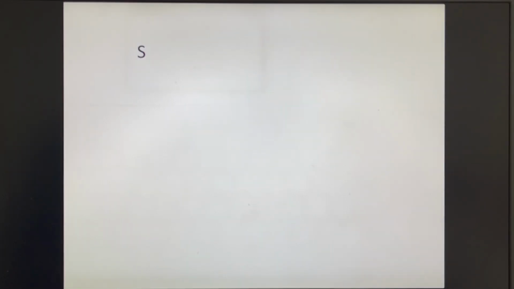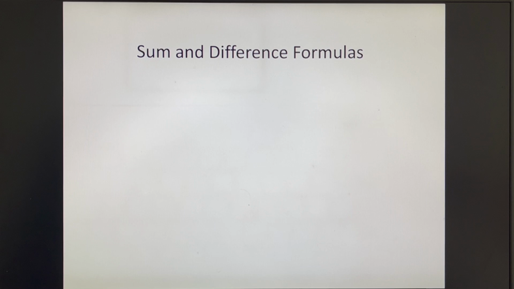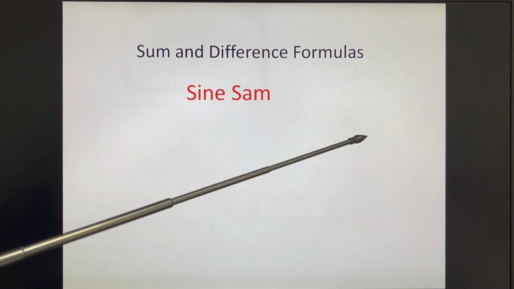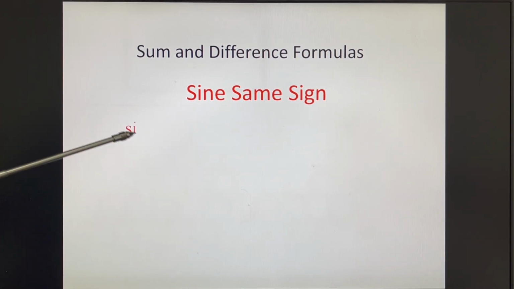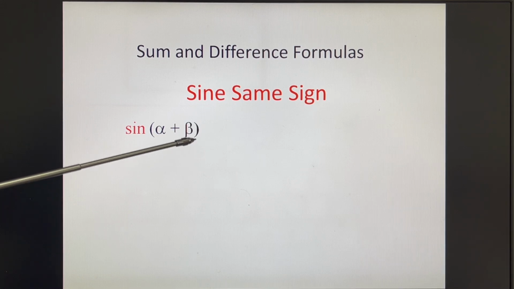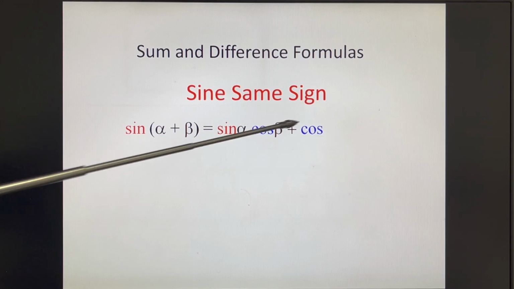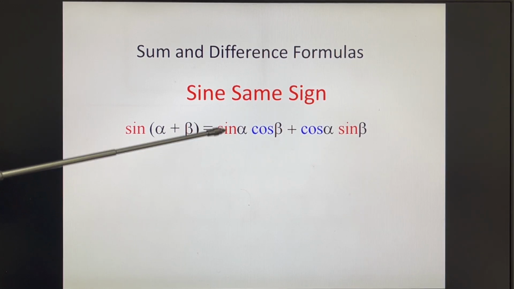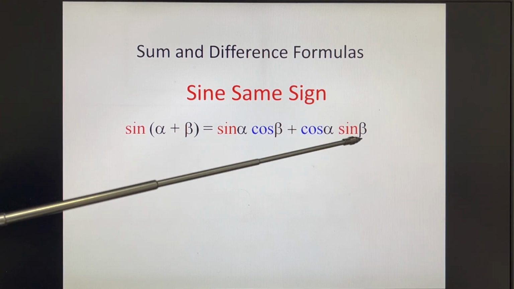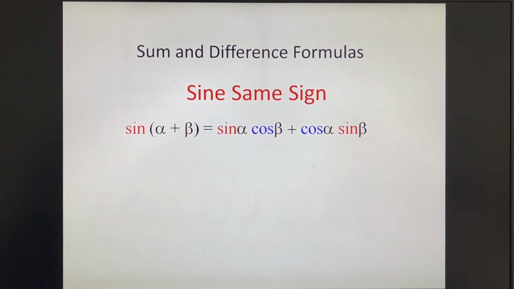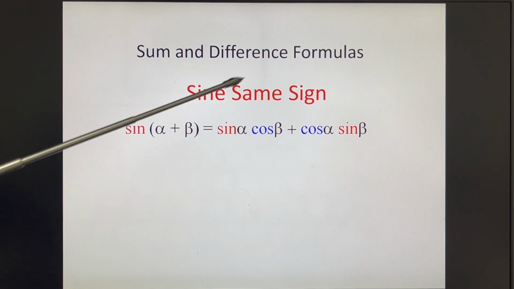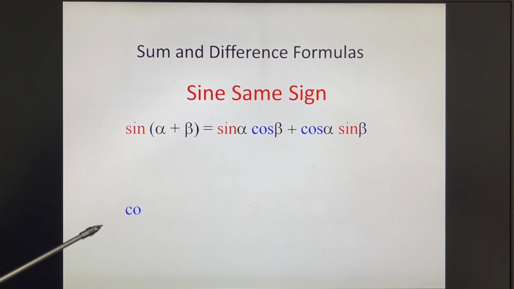Okay, let's summarize it. We use the sum and difference formulas to deduce others. They have 4, but 2 is the key. Sine, same sign. Sine alpha plus beta, same sign, is sine alpha cosine beta plus, same sign, different function: sine alpha cosine beta, cosine alpha sine beta. This is how I remember it.